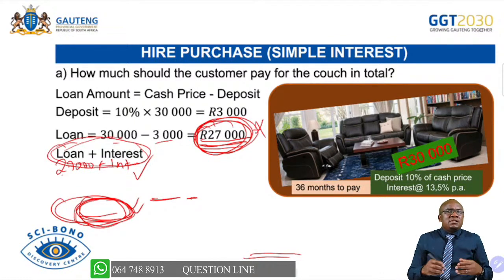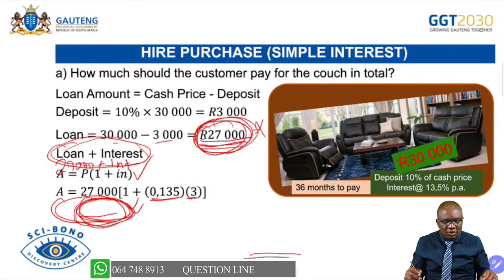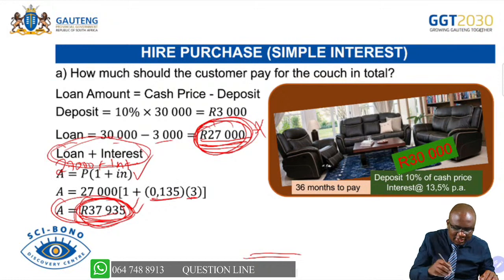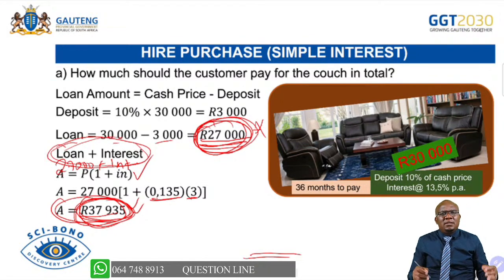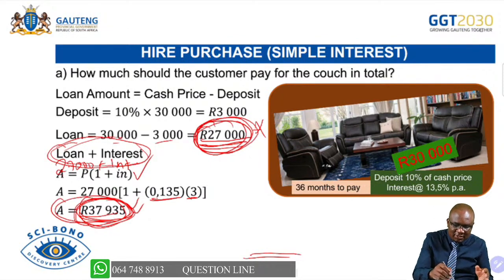We just use the formula. Put this in the formula, and then what do we get? We get 37,935. This is the total amount that must be paid. It's like you've taken 27,000 and then you pay back this amount.